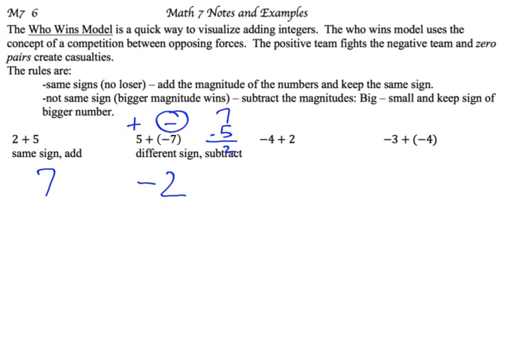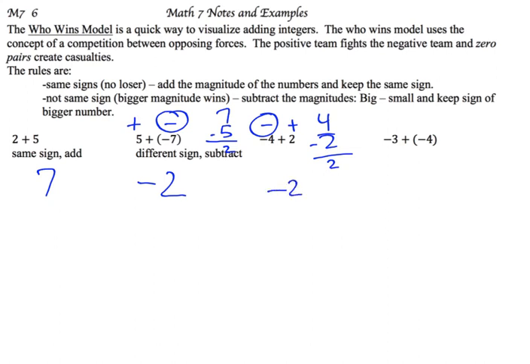Okay, next example. Negative 4 plus 2. That's a negative and a positive. They're different signs, so we're going to have to subtract. By the way, the winner is negative because 4 is bigger than 2. So we'll do 4 minus 2. And that gives us 2. Since negative wins, that's negative 2.